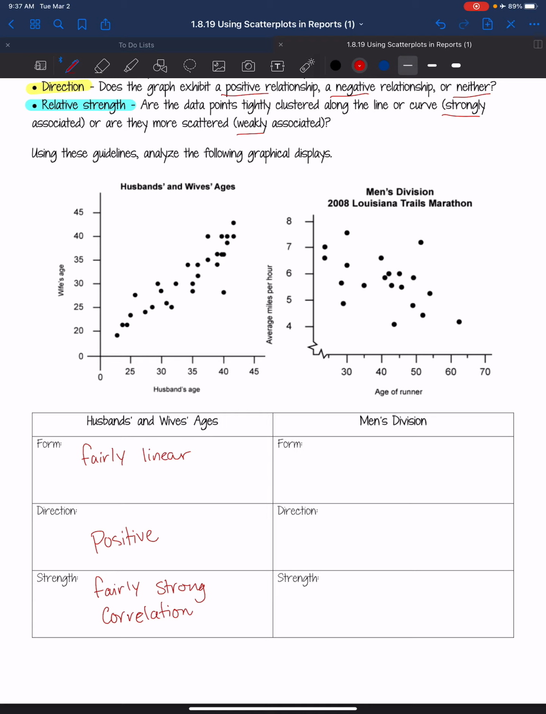And now for the men's division 2008 Louisiana Trails Marathon. First thing we've got to ask, form. Is it linear or nonlinear? These aren't as linear as this one, but you can still see they're following a line somewhat, right? As the person's age goes up, their average miles per hour go down. So I'm going to say that this one is somewhat linear.